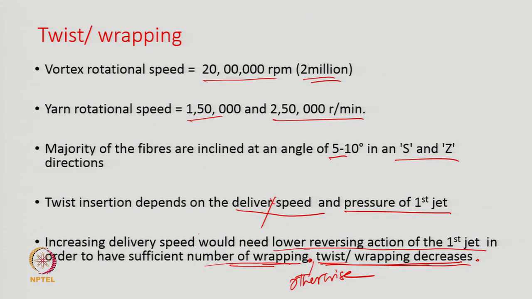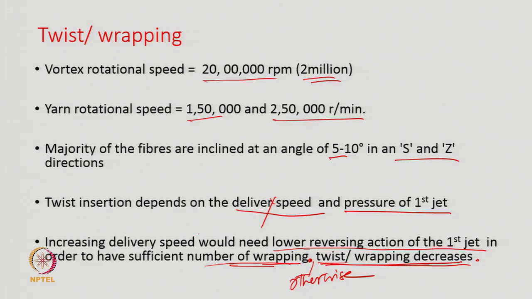So, more delivery speed means more production. So, generally the productivity of the machine is measured in terms of the delivery speed. But if I want to go for high delivery speed, the twist and wrapping is otherwise going to decrease. And that basically means that my yarn strength is going to suffer. So, high delivery speed means yarn strength will be low.